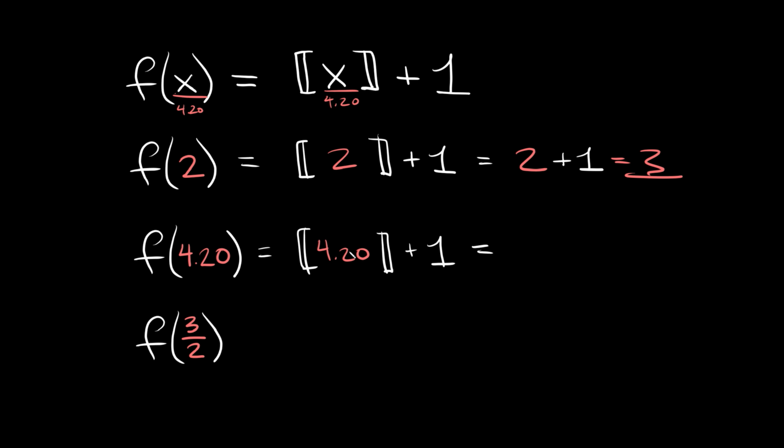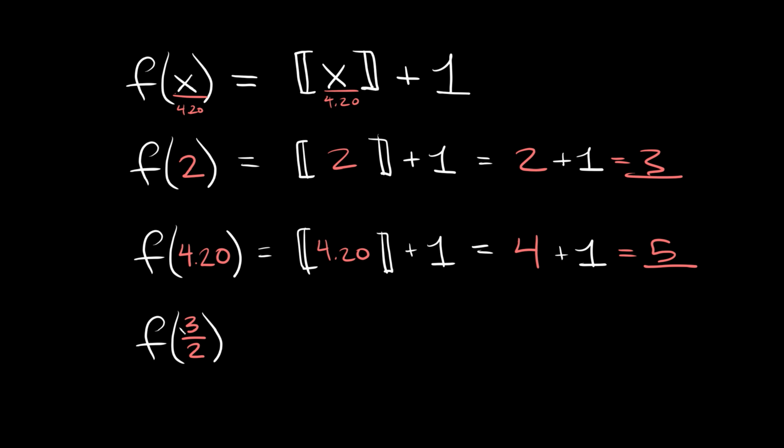Again, whatever this number is, you want to just round it down to the nearest whole number. So here, that would be 4. Rounding down 4.20 is equal to simply 4. And then don't forget the rest of the function right here, plus 1. So we get 4 plus 1, and that's equal to 5.